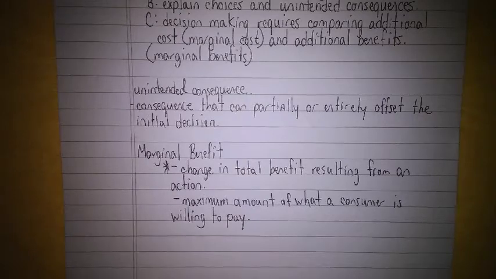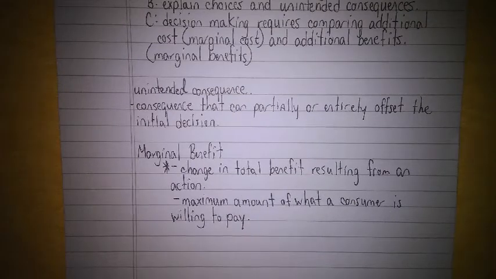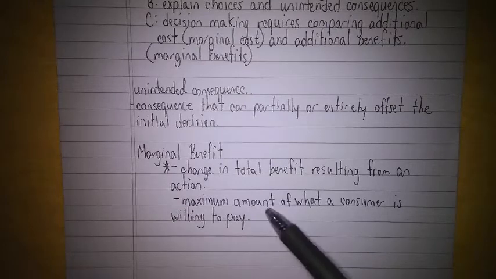So if businesses started making video games $70 instead of $60, what's going to happen to the demand of it? It's going to shrink a little bit. Businesses aren't going to be able to sell as many. You guys understand that? And there's a whole formula that they go through figuring out marginal benefit and marginal cost. But as far as our concerns are, we're just worried about what they mean. So marginal benefit is the change in total benefit resulting from an action, and that it's the maximum amount of what a consumer is willing to pay.